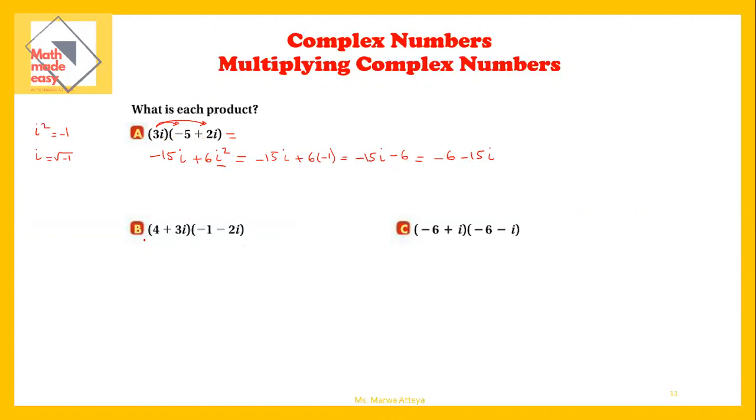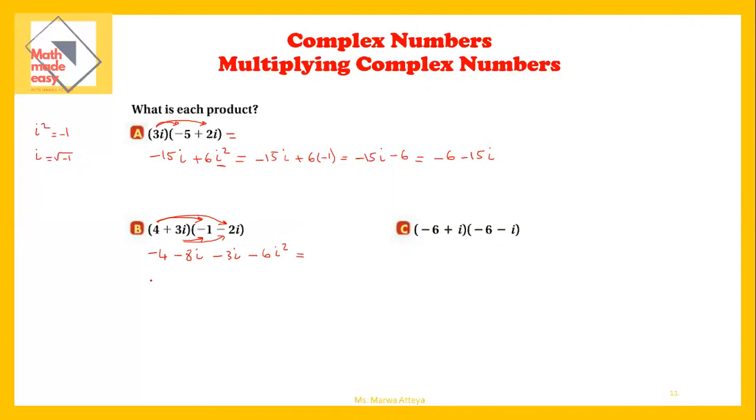Now, let's look at our next question. We have here 4 plus 3i multiplied by -1 minus 2i. We're going to be still using distributive property or FOIL. It's as if you're multiplying two binomials together. So you're going to be multiplying the 4 by -1, then the 4 by -2i. So 4 times -1 is -4, and 4 times -2i is -8i. Then we're going to be multiplying 3i by -1 and 3i by -2i. So 3i times -1 is -3i, then 3i times -2i is -6i squared.